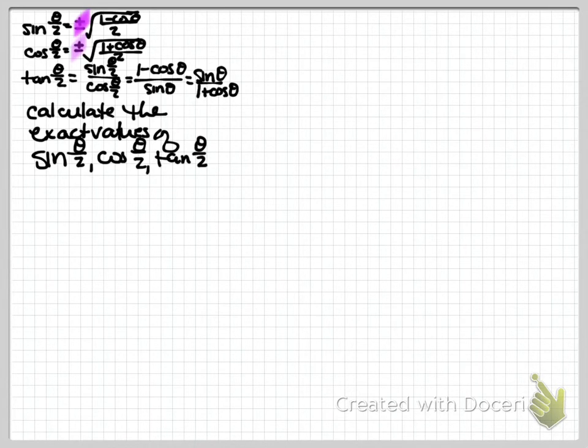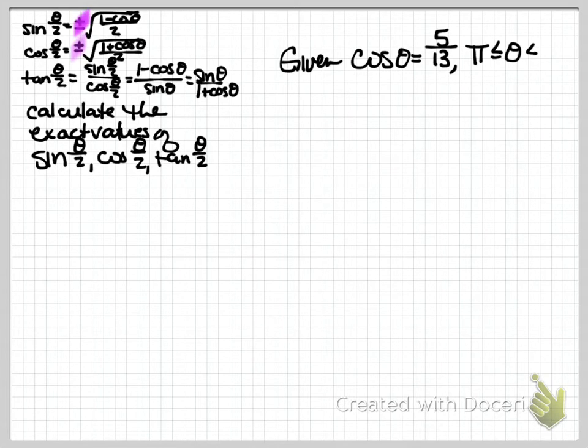Given, and I'm going to go over here to the side, given that the cosine of theta equals 5 over 13, and we know that theta is between pi and 2 pi. Okay? So we're going to be basically dealing with theta through all of this. Again, the plus and minuses don't come in for the theta or the half angle until the very, very end.